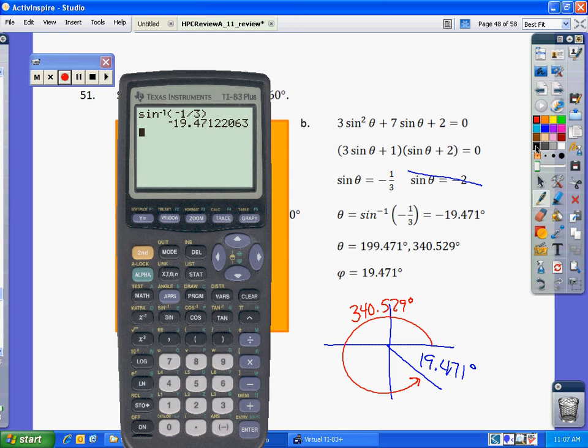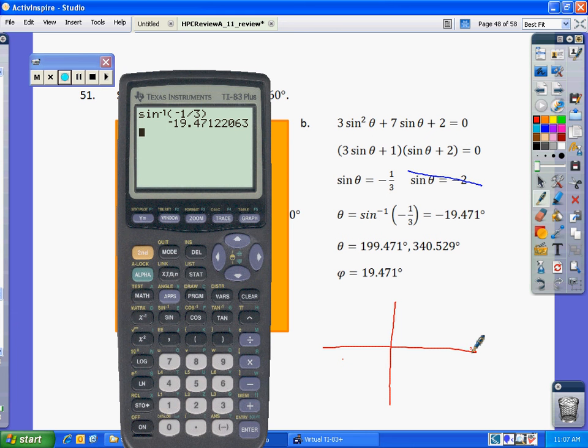Okay? We also know that sine is negative in the third quadrant. So in the third quadrant, there's the reference angle, 19.471. The angle I want is this angle, so it's 180 plus 19.471, so 199.471 degrees. That's how we got the other answer.